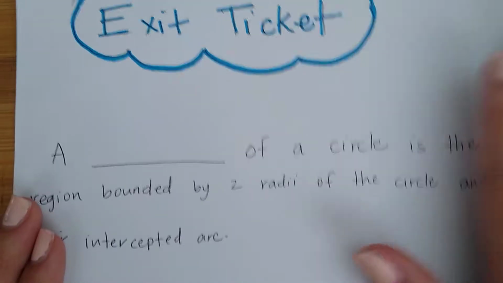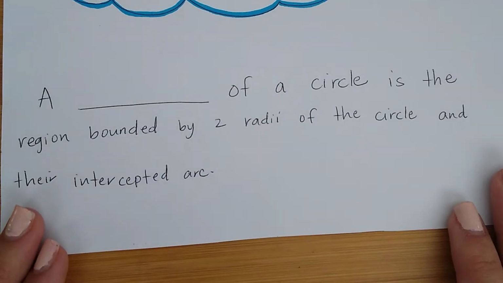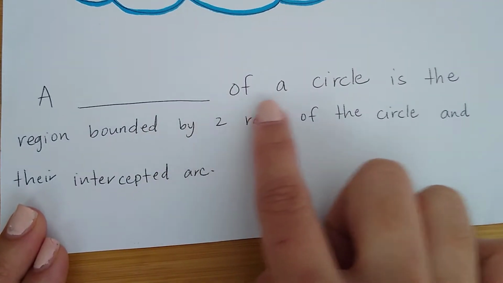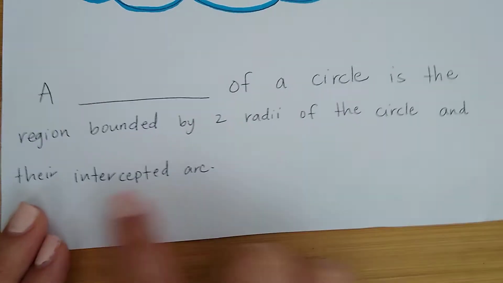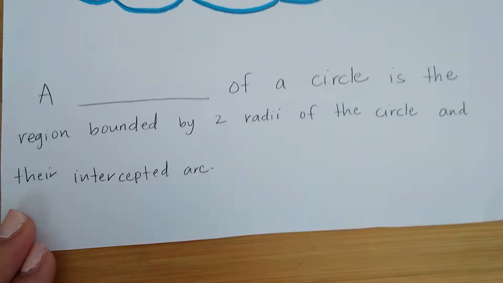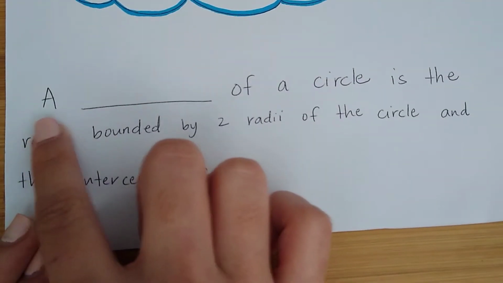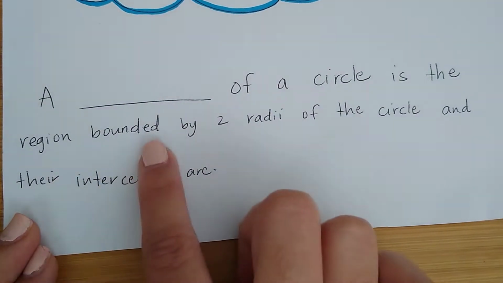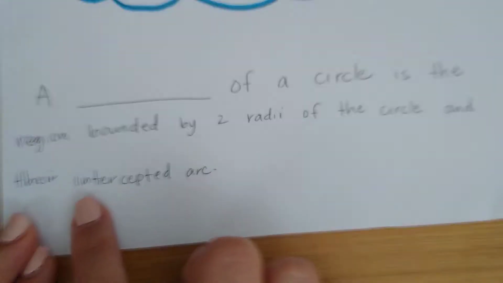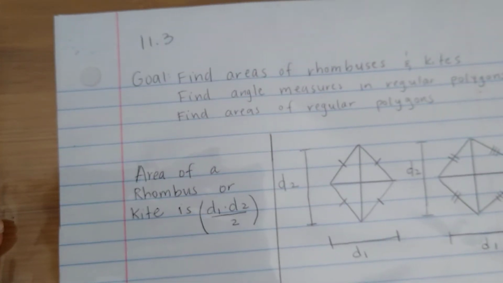Now last time I also ended the class with an exit ticket, and so this was the question that I gave you guys. It was a blank of a circle is the region bounded by two radii of the circle and their intercepted arc. Well, if you had time to think about it, and hopefully you were able to solve this, it's a sector of a circle is the region bounded by two radii of the circle and their intercepted arc. Okay, so that was just a little quick review before we actually move on to 11.3.